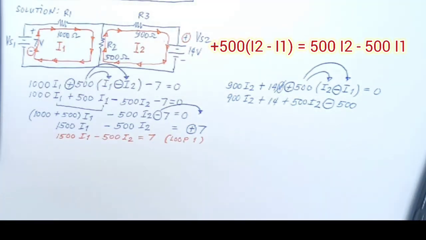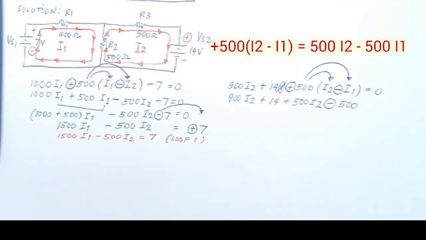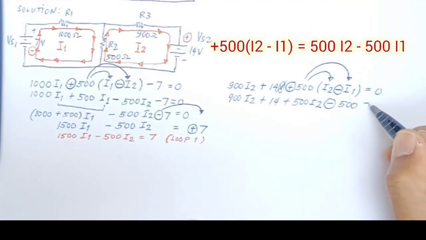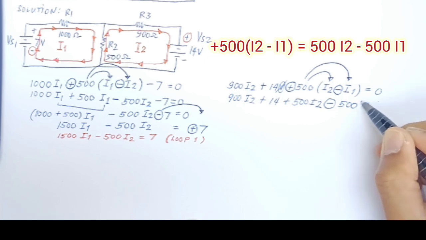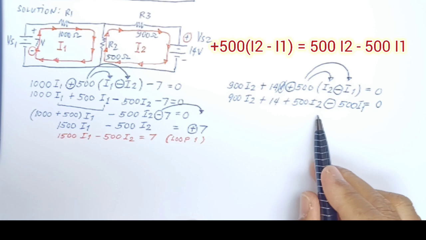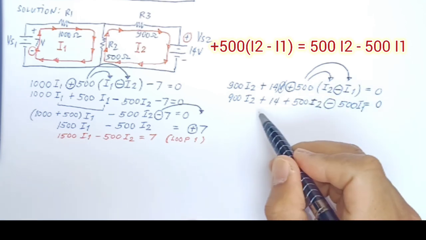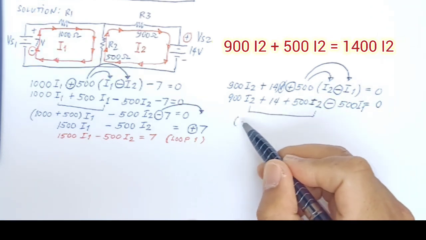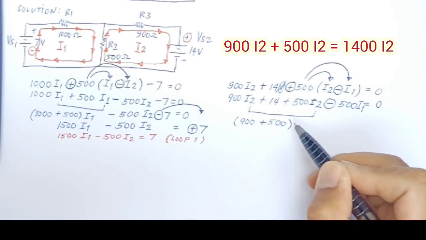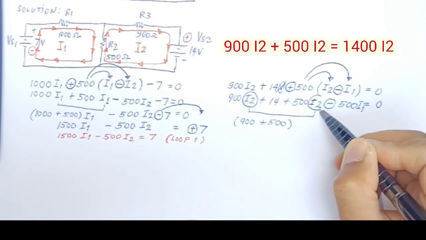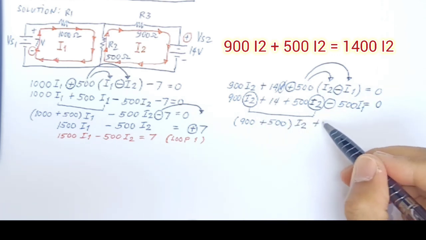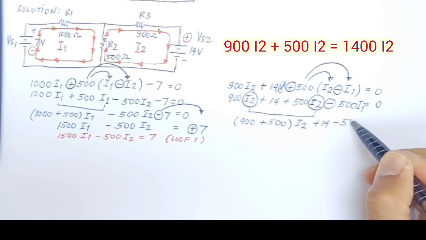Remember in algebra that if you have a positive and a negative value, it will become negative. That's why we will have here plus 500 I1, and then that would be equal to 0. And let's see the common terms. I2, so 900 plus 500 I2, because both of them have I2, therefore we can add them, plus the constant 14 and minus 500 I1.